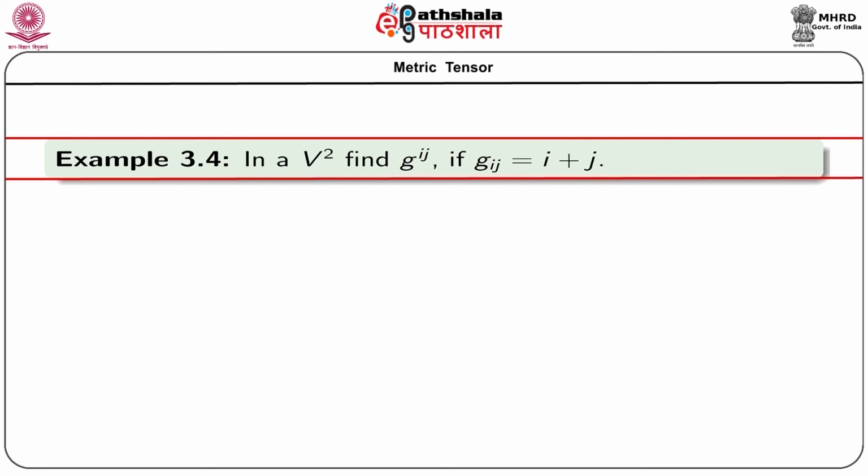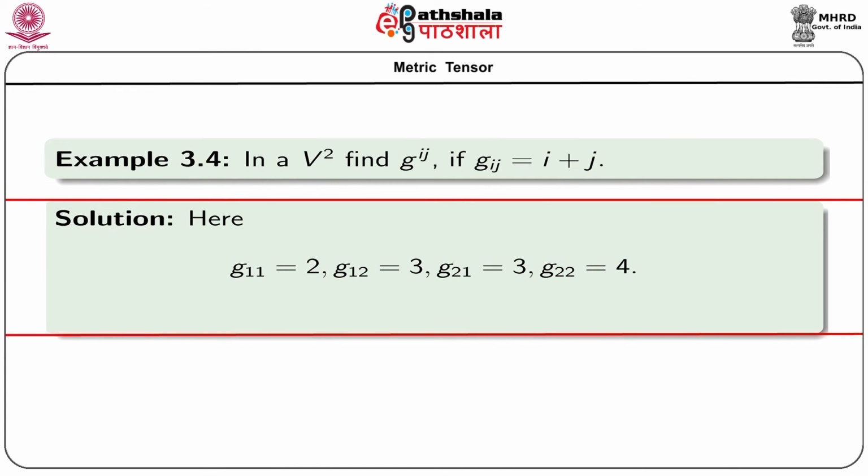It is for an arbitrary 2-dimensional space. If g_ij is defined as i + j, then we have to find the upper g^ij, that is the conjugate metric tensor g^ij. How to find this one?